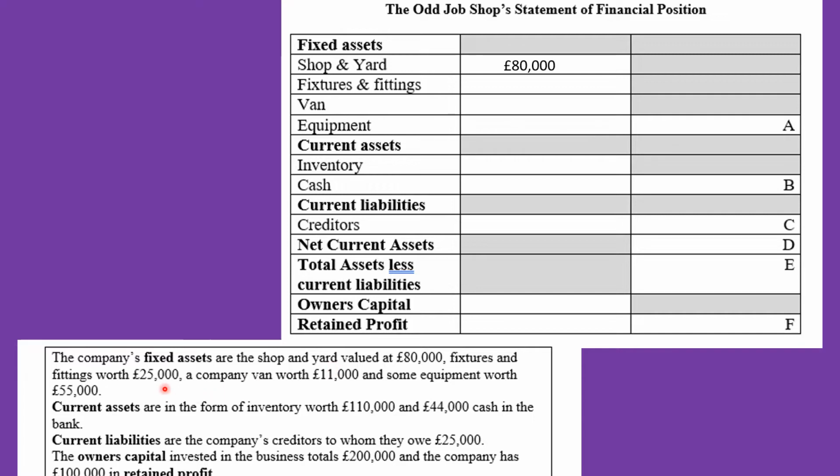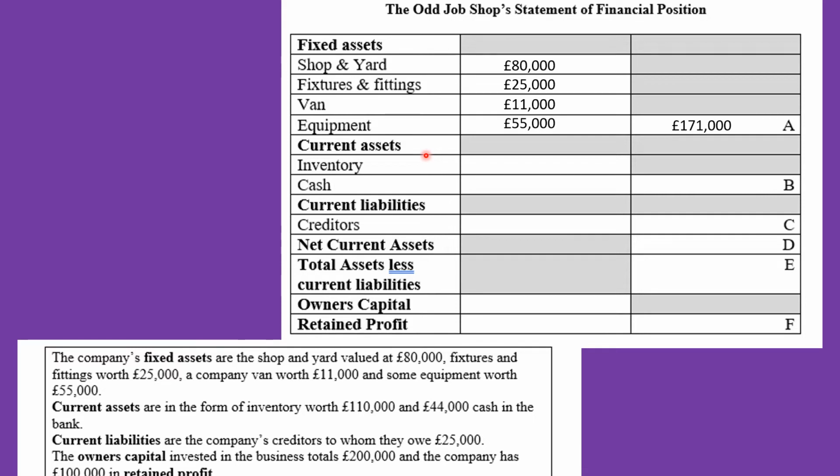Fixtures and fittings are like your tables and chairs and stuff like that. They have £25,000 worth of those. Again, they need them to run the business. They are a fixed asset. The van is worth £11,000. They're planning to keep that. And the equipment, like the wood turning stuff, £55,000. So we have our 4 fixed assets. To get to figure A, we total them up.